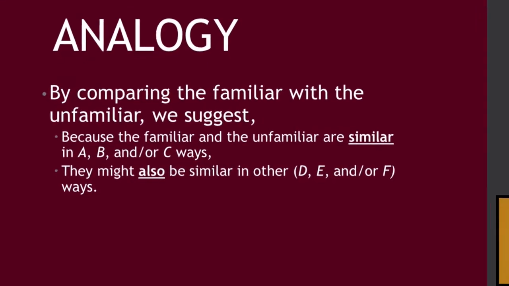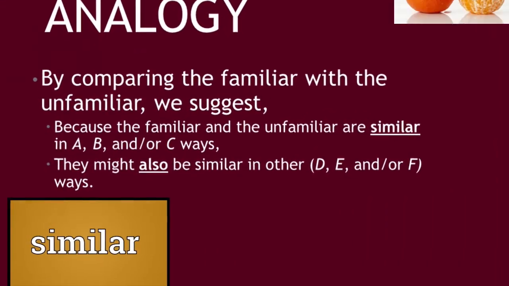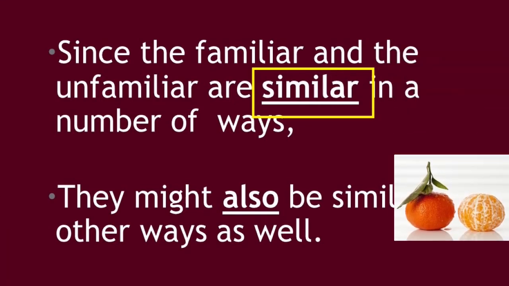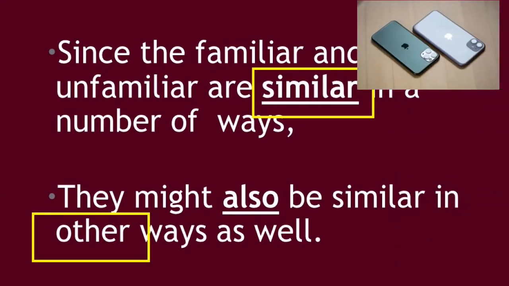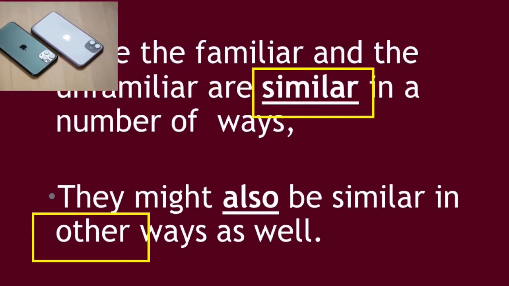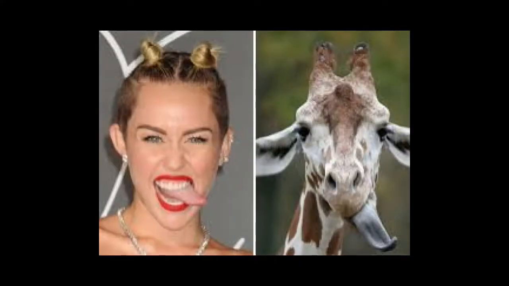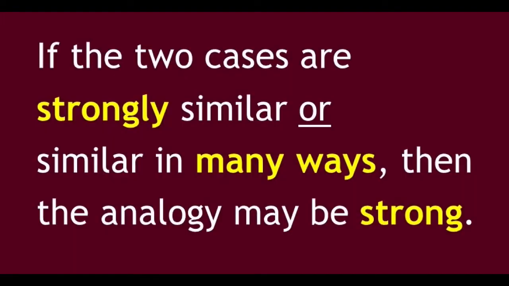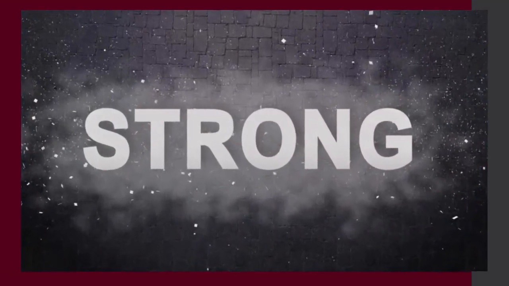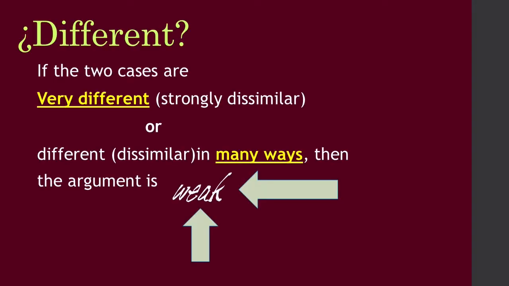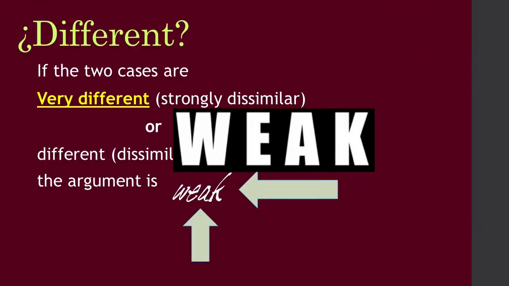Analogical reasoning proceeds from this idea. Since the analogs are similar, either in many ways or in some very important ways, then they may also be similar in other ways. If there are many similarities, or if the similarities are strong or significant, then the analogy is referred to as a strong analogy. If the analogs are different in many ways, or if the differences are significant or important, then it is a weak analogy.